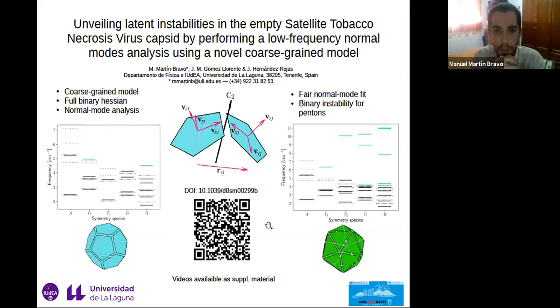But this agrees with the experimental observations, since the satellite tobacco necrosis virus can only be self-assembled with trimers, which only takes place in the presence of genetic material. So despite we are using a coarse-grained model and we are performing just a normal mode analysis, we capture the stability of a full capsid. If you have any questions and want to know more about our work, you have here the DOI and a link to our paper. If you are curious about the movements, there are videos available as supplementary material. Thank you.